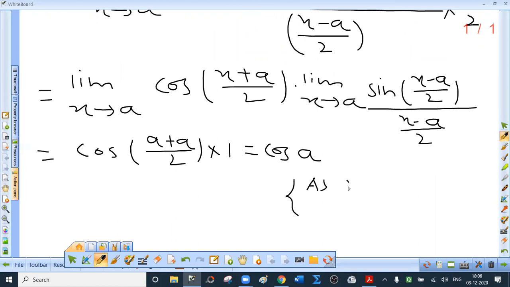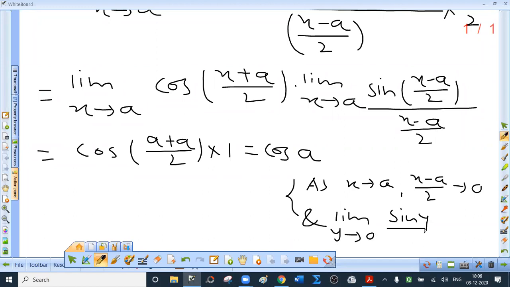I will say as x tends to a, (x minus a) upon 2 tends to 0. Use another variable. I will give a chance to say y now. Okay, so the value of this limit is 1. Yes, right.